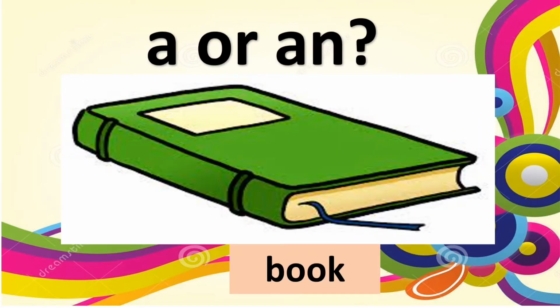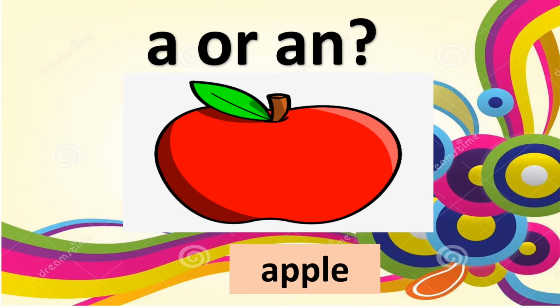Let us answer this. Look at the picture. The picture is a book. What will we use, a or an? Book. Very good. A book. Next picture. This is apple. What will we use, a or an? Apple. Very good. An apple.